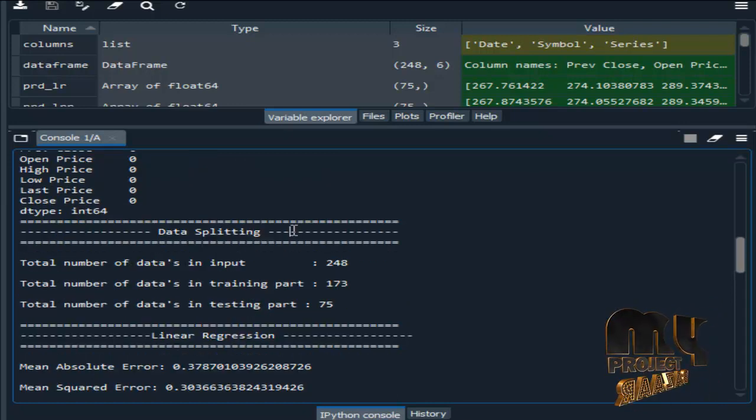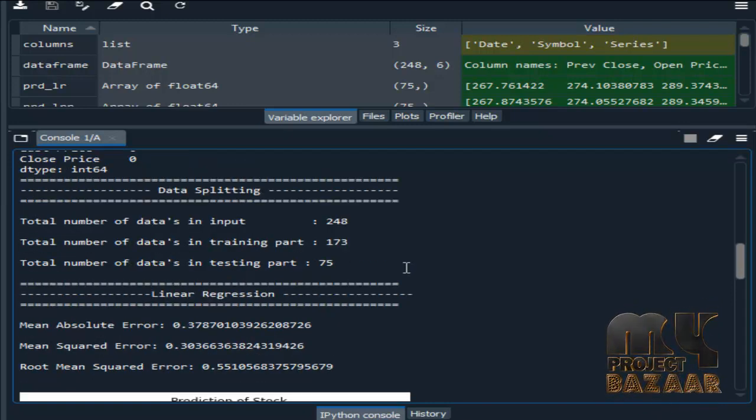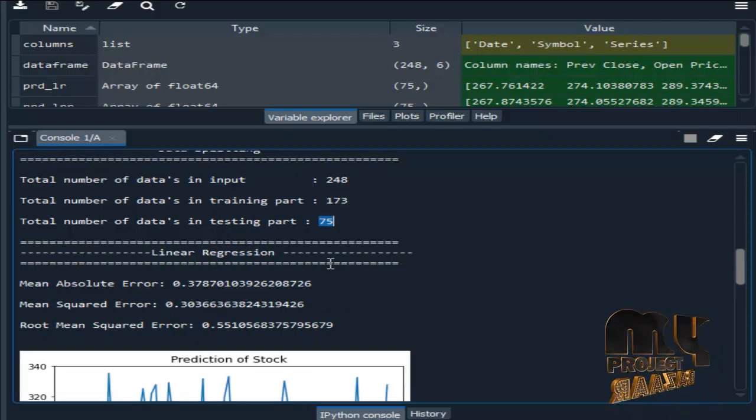The next module, data splitting. Here we are splitting the data set into test and train, as we discussed in the flow diagram. This is the total number of data. After splitting, this is the total number of training data and this is the total number of testing data. After that, we implement different classification algorithms. Here we implemented linear regression and lasso regression.